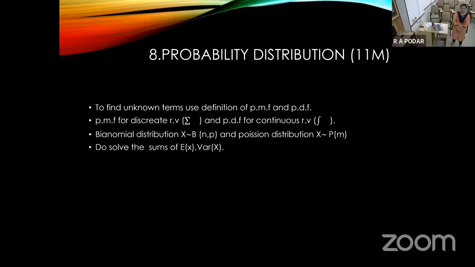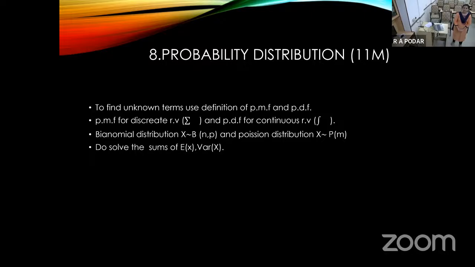asked in the exam. As it has the 11 marks weightage bifurcation, it may be seen in objectives, it might be seen in activity, it might be seen in a 3 marks question or a 4 marks question. So because it has a very high weightage, a very simple concept we have in probability distribution. Just make a note of what is PMF and what is PDF.